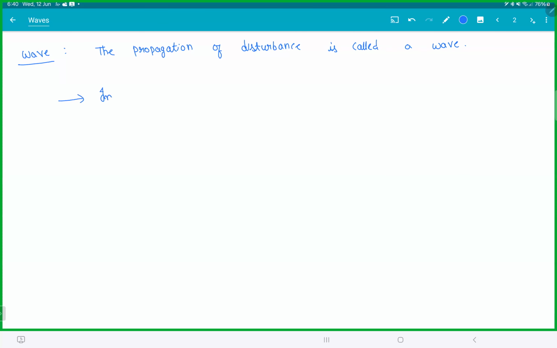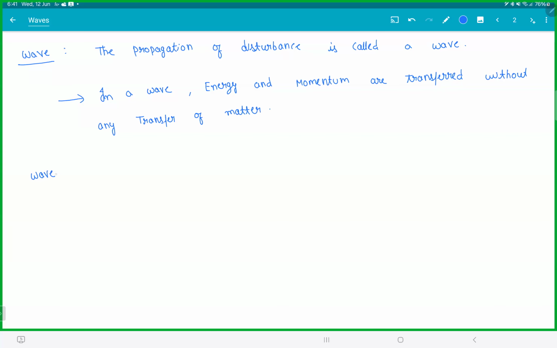You can also define wave like this. So in a wave, energy and momentum are transferred without any transfer of material. Now waves can be classified into mechanical and non-mechanical depending on the medium. Mechanical waves and non-mechanical waves.